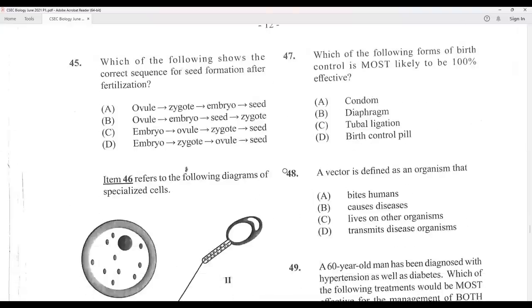45, which of the following shows the correct sequence for seed formation after fertilization? So it means seed needs to be the end. We have three options to choose from. That means B is out. And the ovule must start us off. So that brings us down to two options. And it's ovule, zygote, embryo, and then seed. So A is the correct answer.